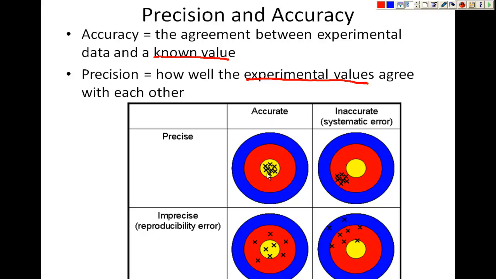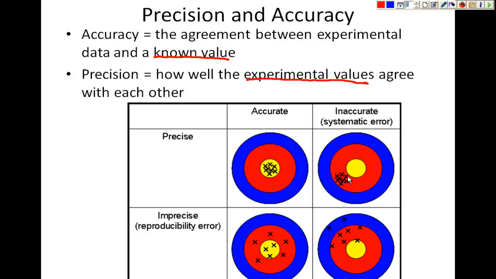It is accurate because all these x's are on the yellow. It is precise because all these x's are pretty much on top of all the other x's. So the x's are agreeing with each other, and therefore it is precise. They're hitting roughly the same place. It is accurate because if I was to take the average of all these x's, it is hitting the bullseye. Now here is something where if I took the average of all these x's, it's not hitting this bullseye right here. It's hitting just a little bit off from it.